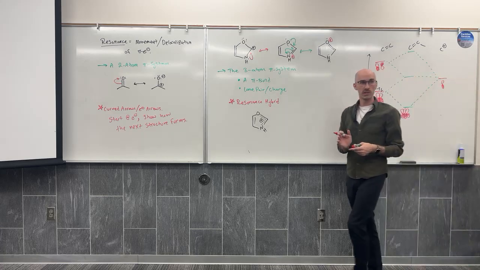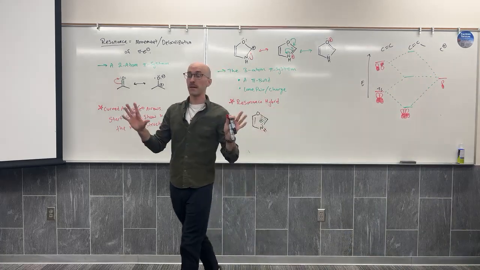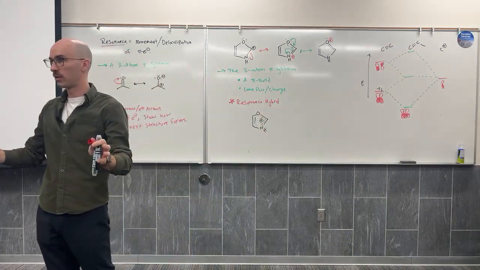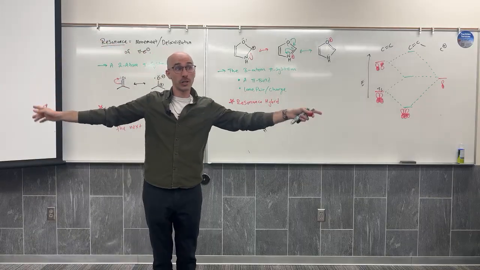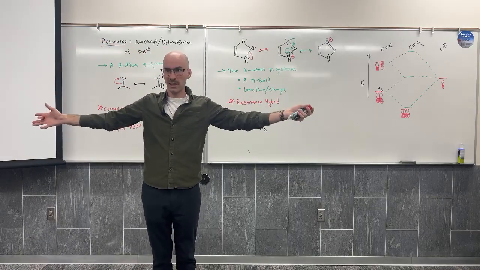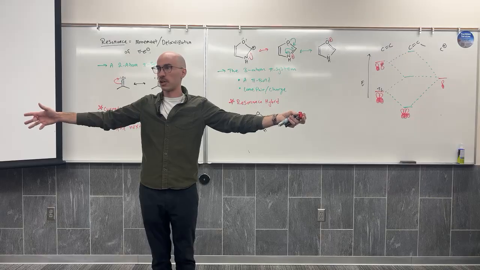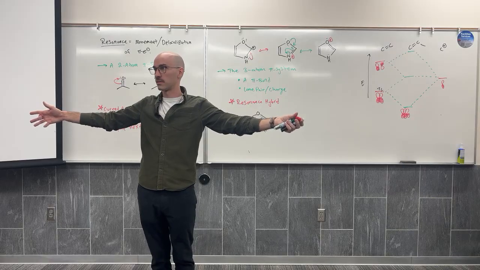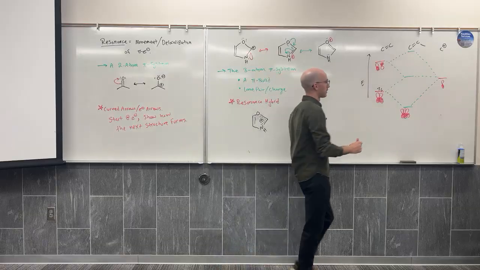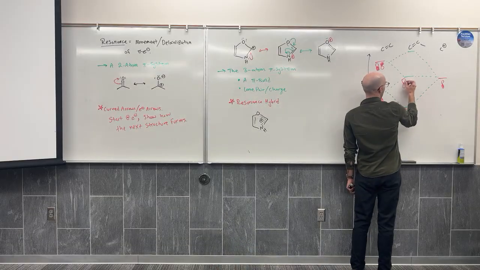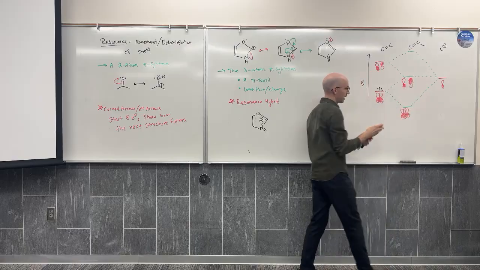On the bottom, all 3 of my p orbitals are in phase with each other. No nodes between them. One big pi molecular orbital. 2 electrons that are dispersed across 3 atoms. You ever heard of that? A 2 electron, 3 atom center. I say that wrong all the time.